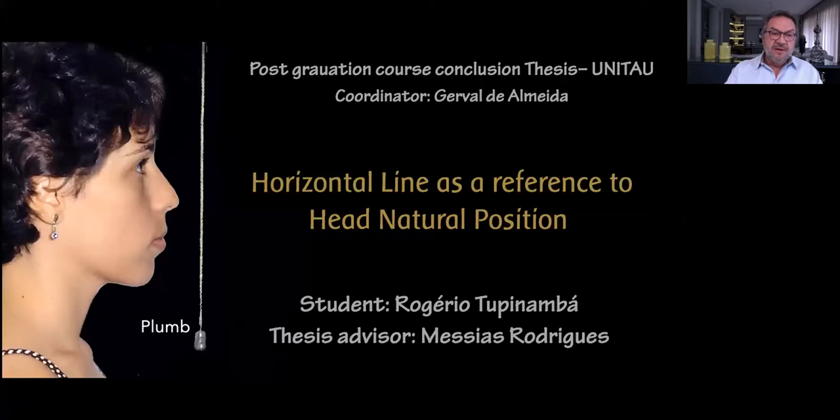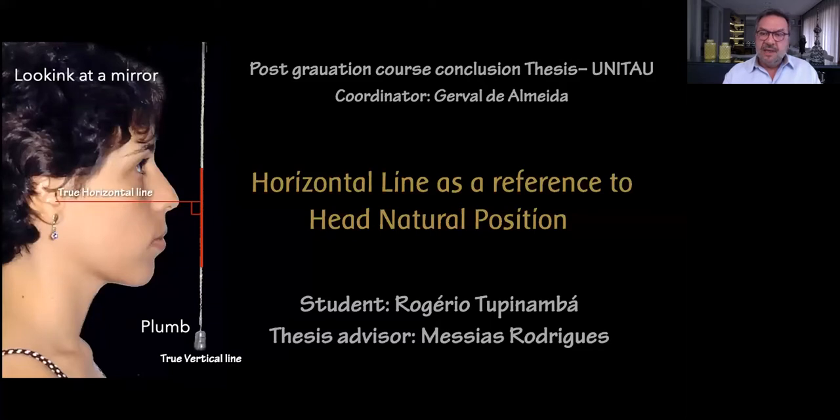Okay, look at this girl. She's looking at the mirror, and nobody looks at the mirror by themselves with the head lifted or in a down position, okay? So it is supposed that the girl is looking at the mirror in the natural position of the head. Before taking the picture, we put a plumb in front of the girl, and you know that a plumb is a true vertical line, and we made a perpendicular line. This perpendicular line is a true horizontal line, okay?